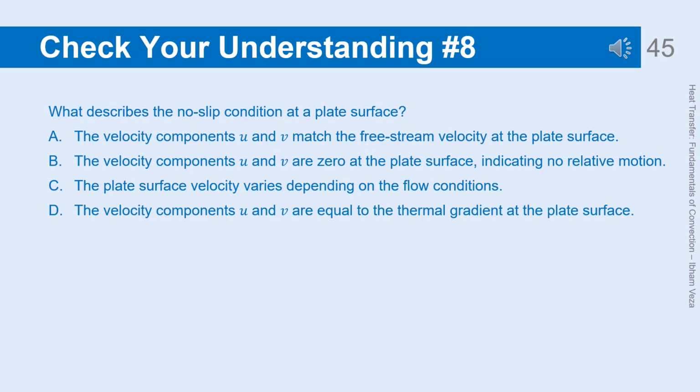Explanation of incorrect answers. A. Incorrect. The no-slip condition means the velocity at the surface is 0, not equal to the free stream velocity. C. Incorrect. The velocity components at the surface are fixed at 0 due to the no-slip condition, independent of flow conditions. D. Incorrect. The velocity components u and v are unrelated to the thermal gradient. They are 0 due to the no-slip condition.